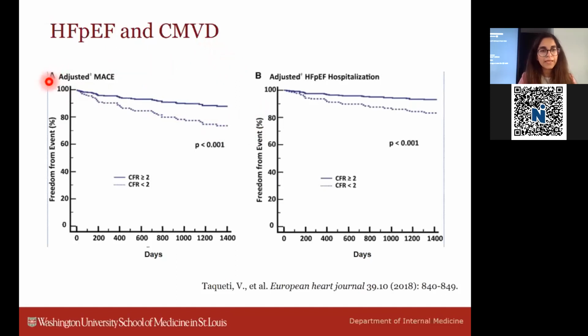CMVD. And as we see here, the curves separate very early. The dotted line is less free from events and quicker. So this was a HFpEF population, and these people are quick to reach MACE events. And we saw a similar thing here for hospitalizations. So the Y and X axis are the same, and the dotted line, which is CMVD, shows us that these people have less freedom from events.